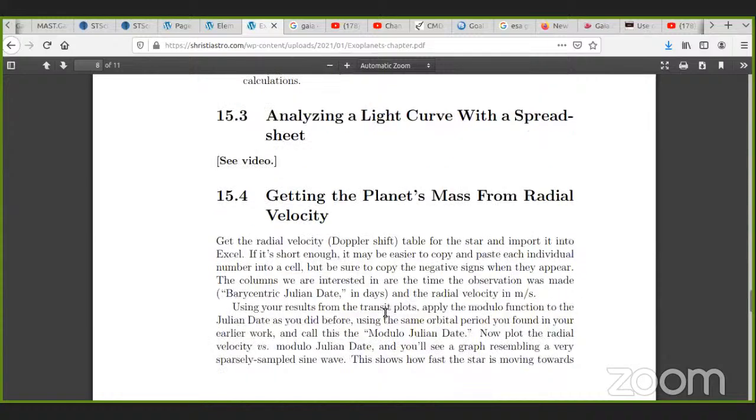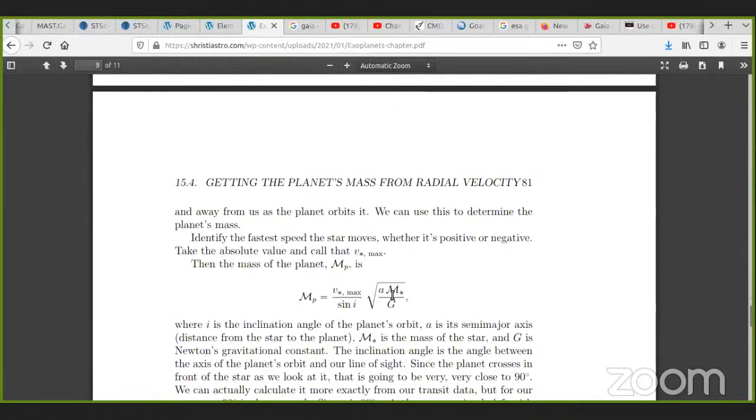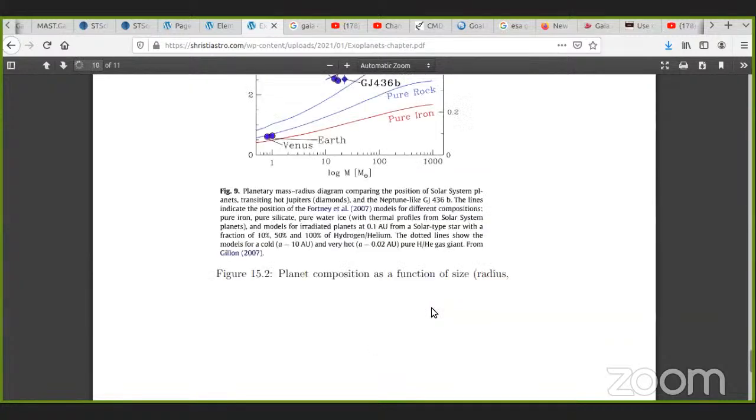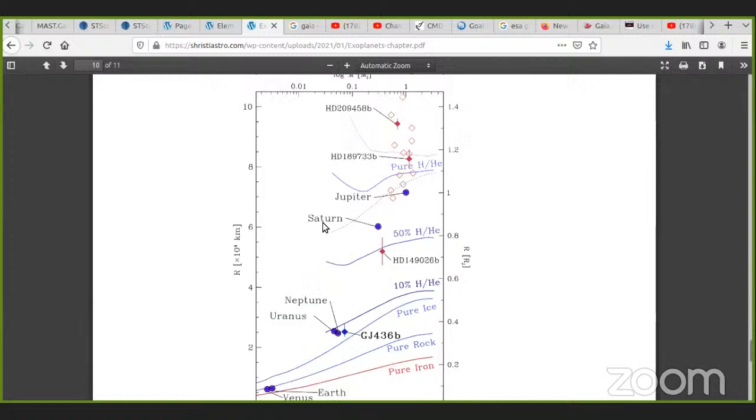Okay, he's also done this business of the planet's mass from radial velocity. So from the radial velocity data, substituting in this formula, you can get the mass of the planet also, right? So this is about that. And here, once you get the mass, you have the radius, so you can get the density of the planet, right?